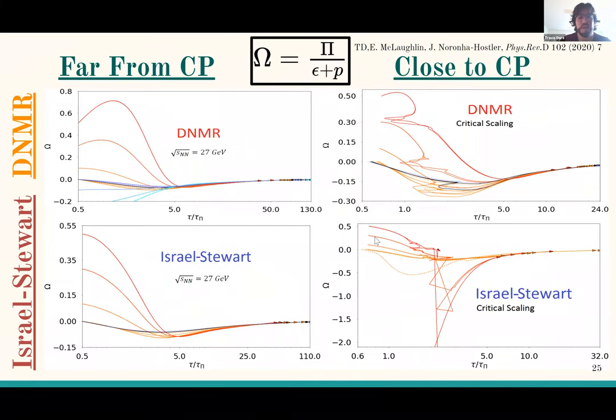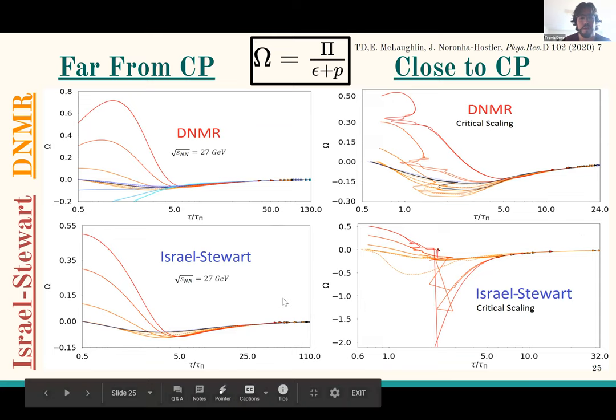Omega is kind of a different story, which was interesting because Omega really, in a sense, should have been more sensitive to the critical point, you would think, because this bulk is more sensitive to the bulk viscosity than the shear. However, you see that the trajectories collapse better in a way than they did for the case for the shear. And even in the case where Israel Stewart is close to the critical point, some of these behave really badly, and then still the solution comes back onto the curve.